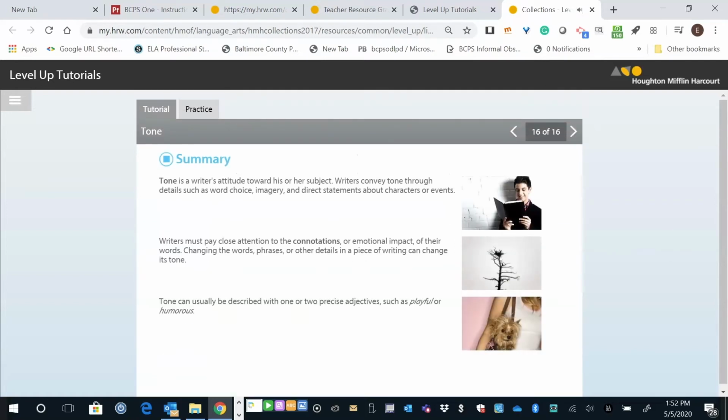Tone is a writer's attitude toward his or her subject. Writers convey tone through details such as word choice, imagery, and direct statements about characters or events. Writers must pay close attention to the connotations or emotional impact of their words. Changing the words, phrases, or other details in a piece of writing can change its tone. Tone can usually be described with one or two precise adjectives, such as playful or humorous.